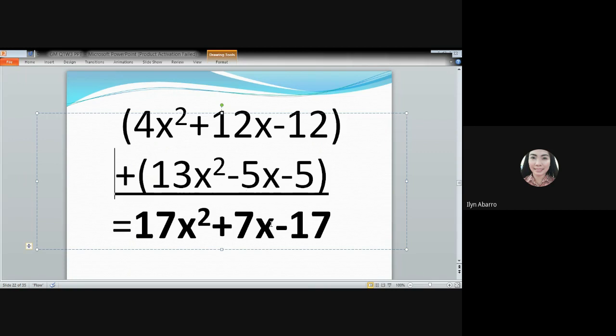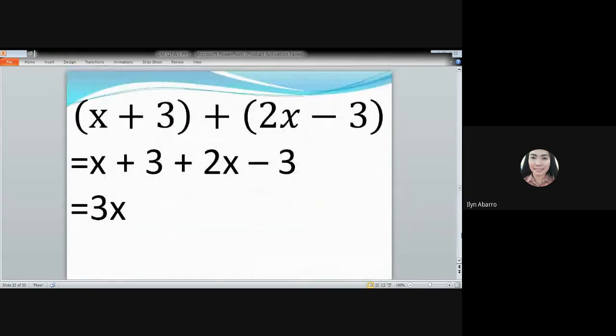And copy x. Okay? And then negative 12 plus negative 5. They have the same sign, which is negative. Yeah, negative. And then 12 plus 5, 17. Okay? So our answer is 17x squared plus 7x minus 17.